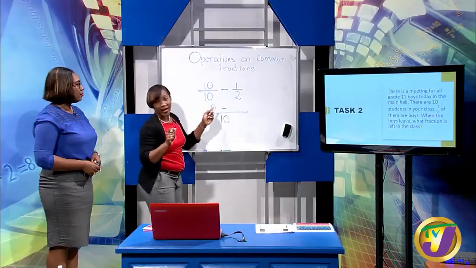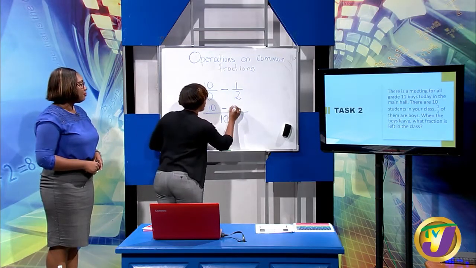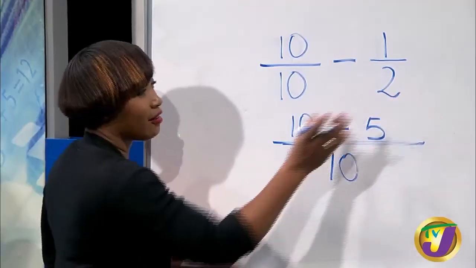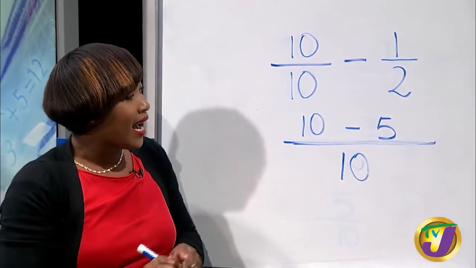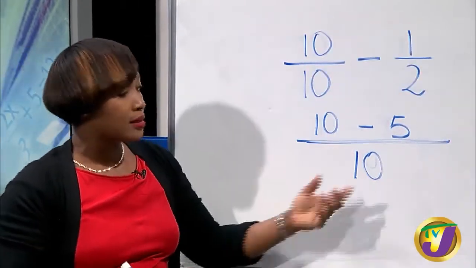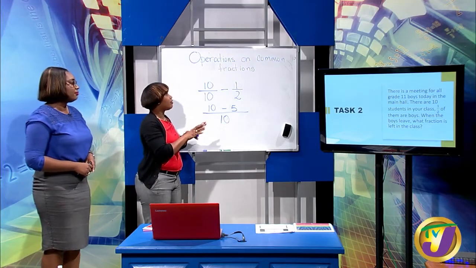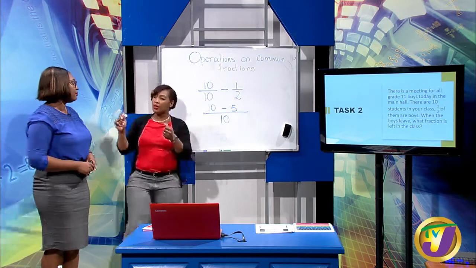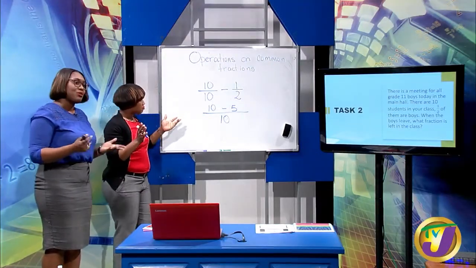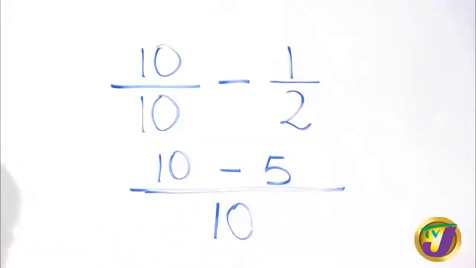How many halves do I have, Brittany? You only have 1 half. So 5 multiplied by 1 gives me 5. So 5/10 represents my half. What I've done is I have represented both fractions with the same denominator. So we've just found an equivalent fraction. So a half is equivalent to 5/10.